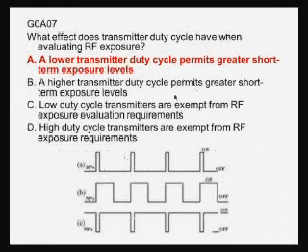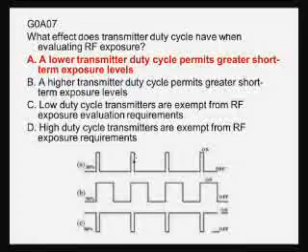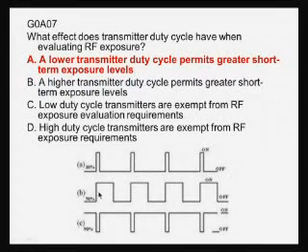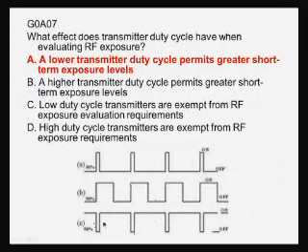And here's what we're talking about. A 10% duty cycle means your transmitter is on only 10% of the time. Okay, and that's off 90%, on for 10%, off for 90%, and so on. At 50%, it's on half the time, off half the time. Or at 90%, it's on 90% of the time, off 10% of the time, and so on. So that's what duty cycle means.